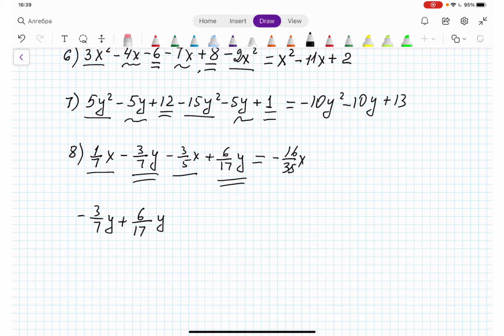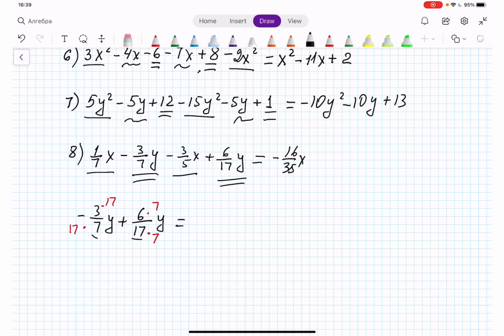7 and 17, both of them are prime numbers. Just to remind you, prime numbers are the numbers that can divide by itself and by 1 only. 7 you can divide only by 1 and 7. 17 you can divide by 1 and 17. So when in denominator you have prime numbers, you need to multiply by each other, which is going to be 119. So the result is I'm multiplying here 17 times 17, multiplying by 7 and 7.